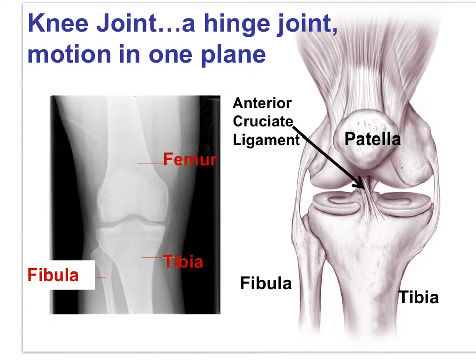The knee joint, like the elbow joint, is a hinge joint, as its motion occurs in a single plane. In the X-ray on the left, we can see the femur and the two lower leg bones, the tibia and the fibula. In the illustration on the right, we can see the femur is articulated with the tibia. We can see cartilage, we can see ligaments, and we can see muscle and tendons. It's important to note that hinge joints and ball and socket joints are synovial joints.